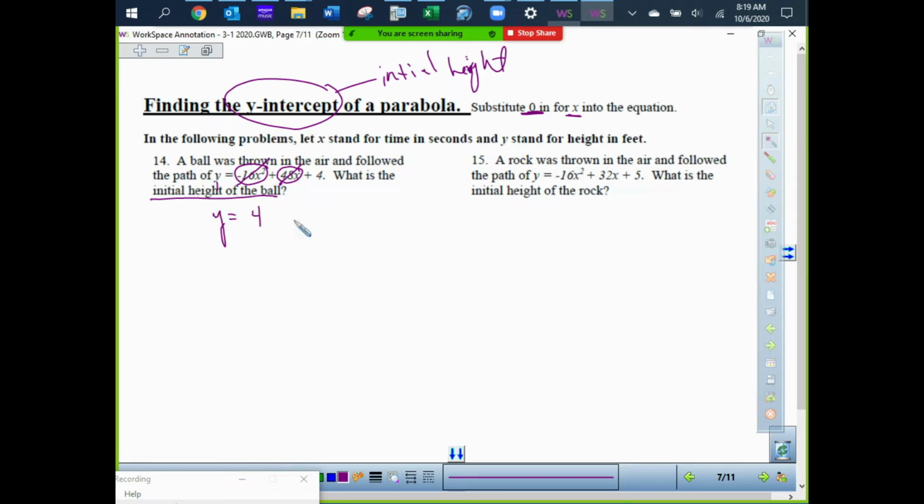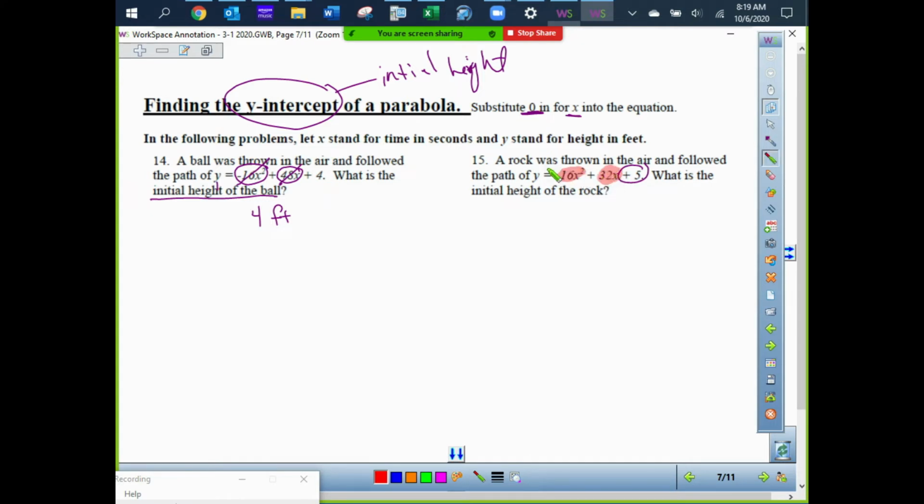I guess they don't tell us. Oh, I get those up here. X stands for time in seconds, and Y stands for height in feet. So we'll do 4 feet. That's the y-intercept, my friends. Because this parabola was in standard form, the y-intercept is this guy right here. That's the c value, in ax squared plus bx plus c. Because when you let x equal 0, this term disappears, and this term disappears.